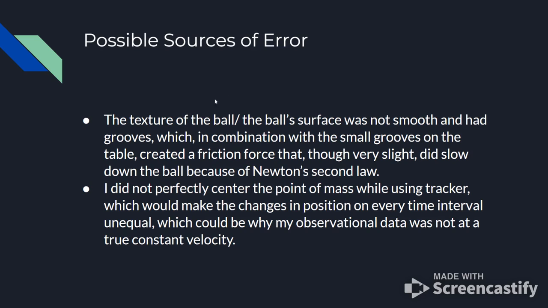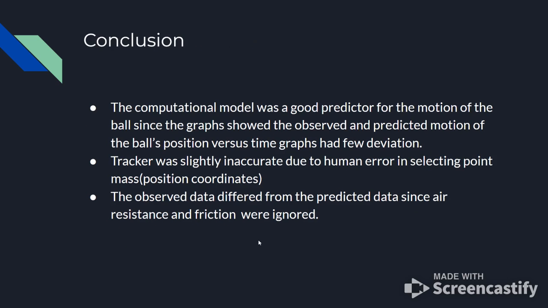So some sources of error: we are ignoring air resistance and friction, so that will definitely impact the velocity of the ball, but also the texture of the ball is causing it to roll in a not straight line. I also did not perfectly use Tracker when I was plotting my data points.